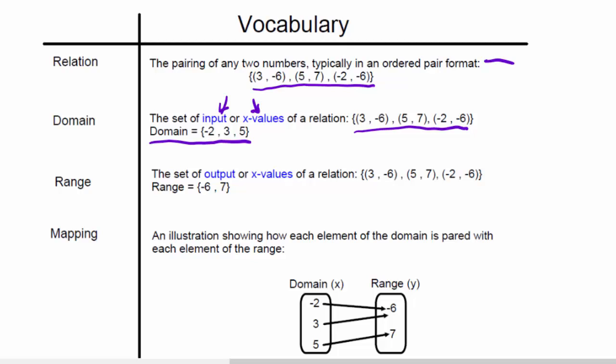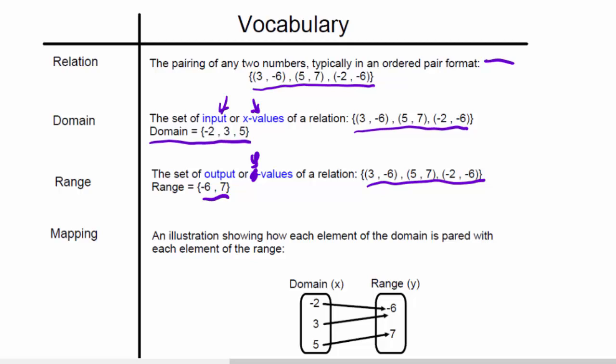Now the range is the output, or this should say y actually, y values of a relation. So I've got the same relation here, and notice the range value. Notice how I have only the -6 showing up once. We only list the actual range value once, even though it shows up twice in the relation.